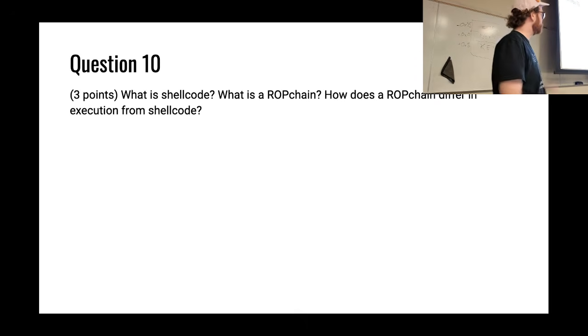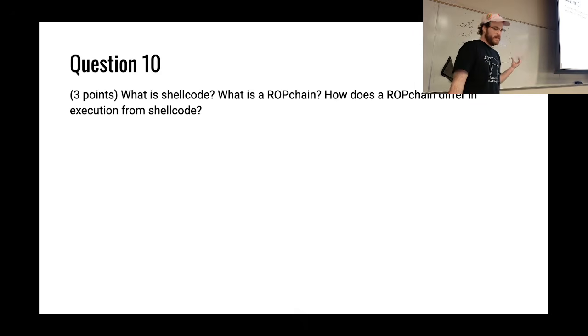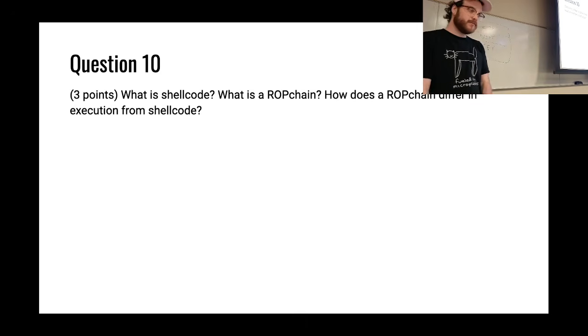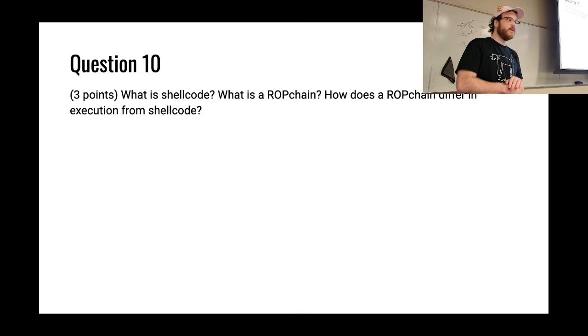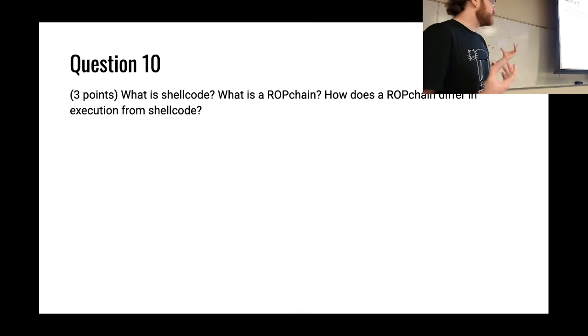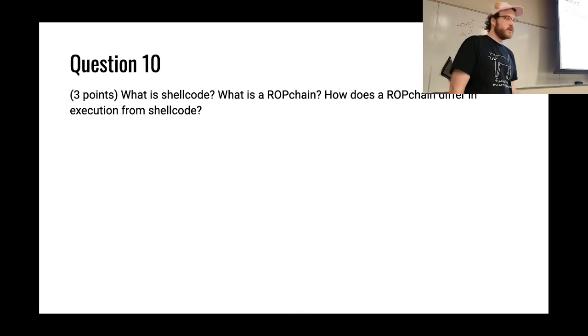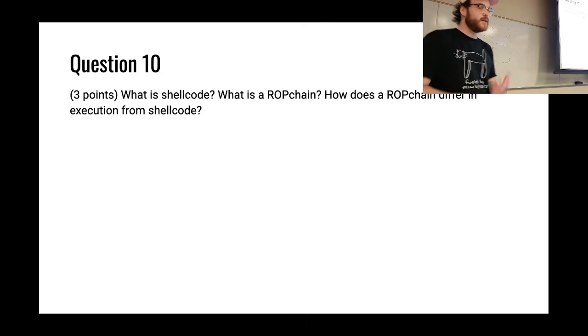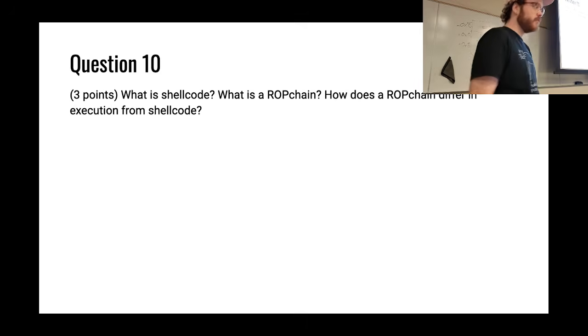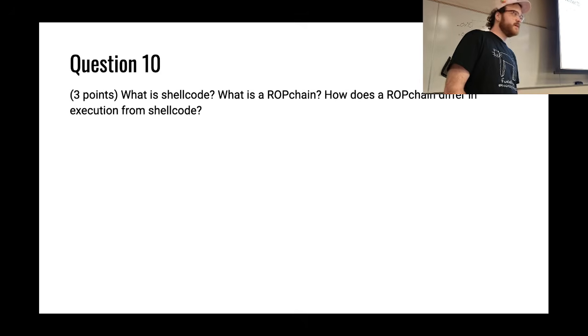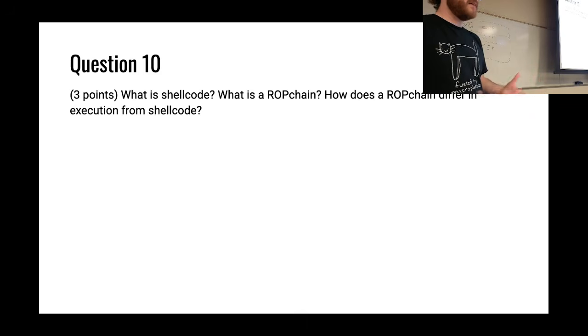So the next question, question 10, is: what is shellcode? What is a ROP chain? And how does a ROP chain differ in execution from shellcode? So this is essentially a question to quiz you guys on conceptual understanding of ROP. Like how does ROP work at a conceptual level? Not just how do I use a gadget? And so what we were looking for essentially was just applicable definitions of what shellcode is and what a ROP chain is. I hope all of you know that by now.